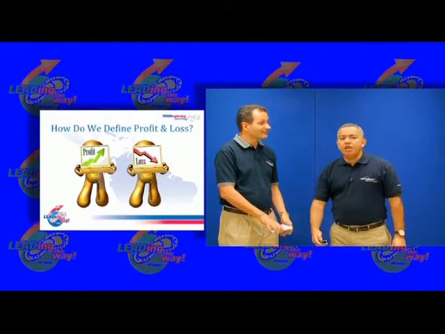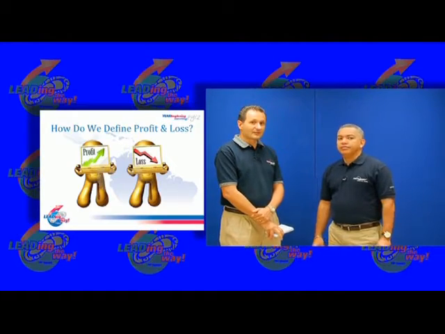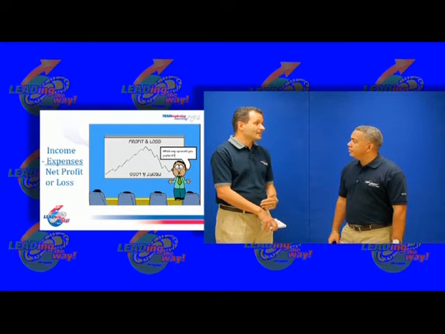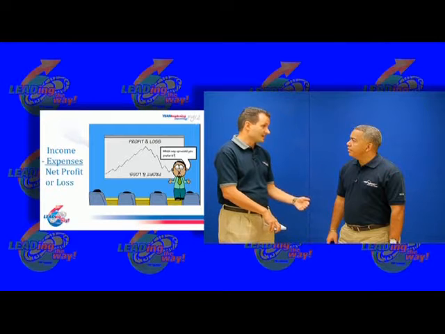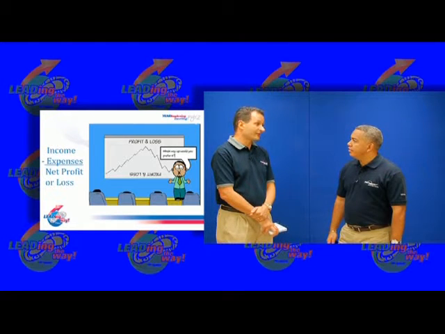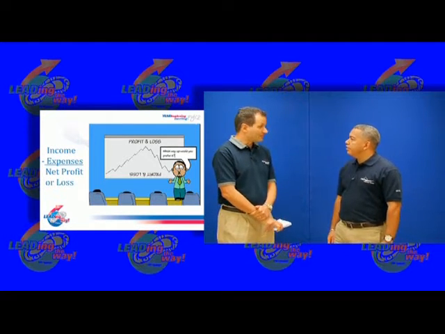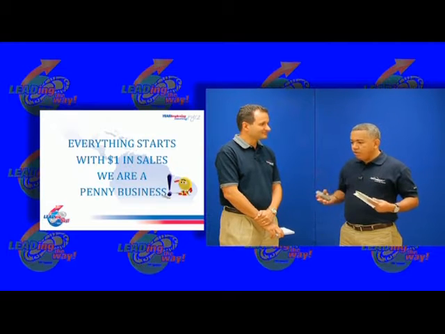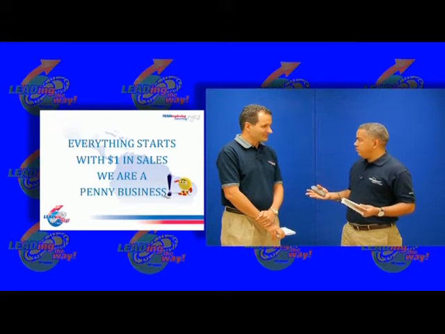Okay. So now, how can we define profit and loss? Well, profit and loss is defined as income that we generate from our sales, minus the expenses that we have to try and generate those sales, and that equals what we call net profit or loss. Now, in our case, we've been pretty good about having profit and not loss. Okay, that's pretty good. So what you're saying, if I understand correctly, is that everything starts with $1 in sales. That's correct, because we are a penny business. That's right.